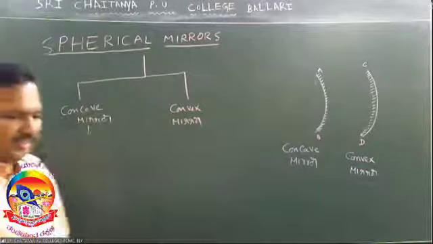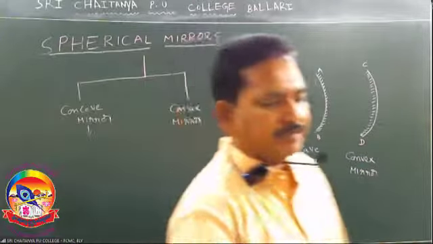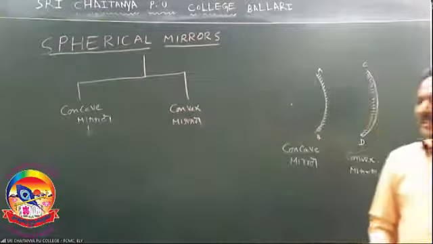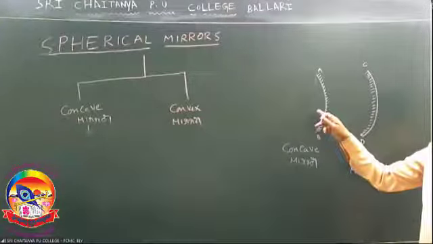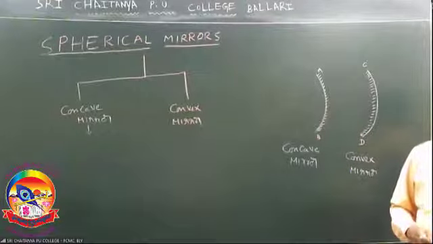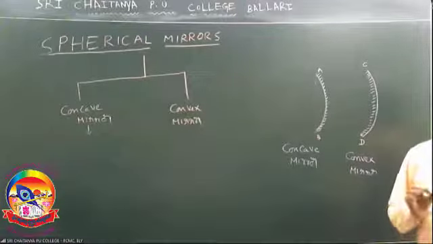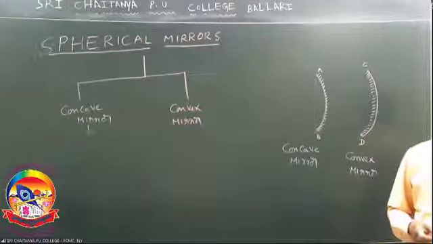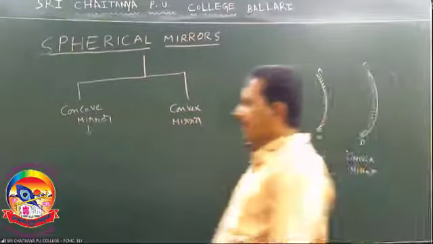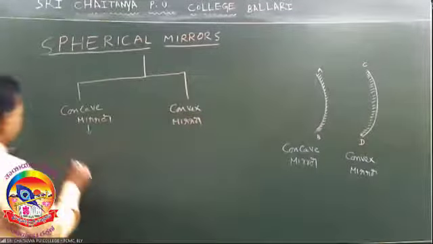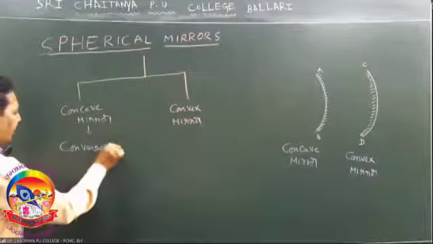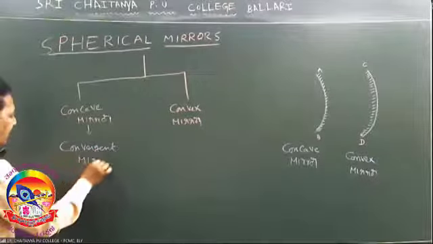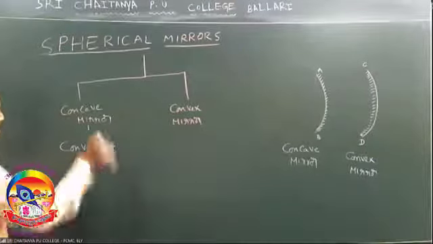Now, another way of defining the concave mirror and convex mirror. Whenever the light rays are allowed to fall on the concave mirror, after reflection, all the light rays converge to a point. That's why the concave mirror is also called the convergent mirror.